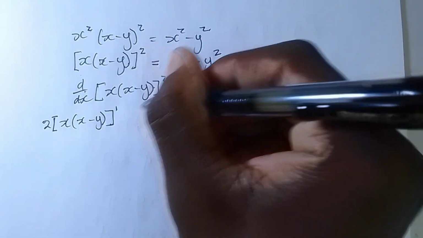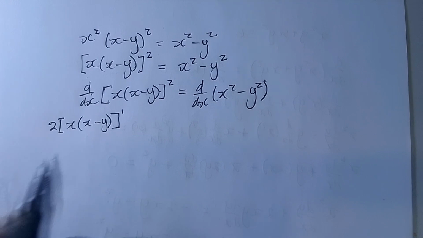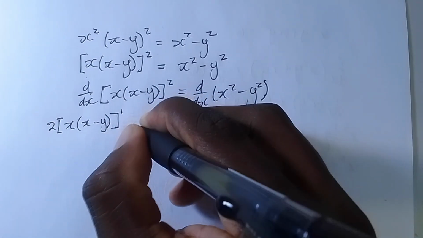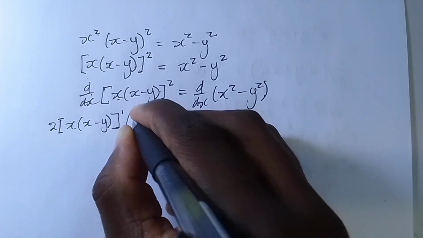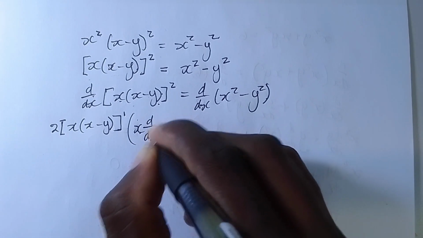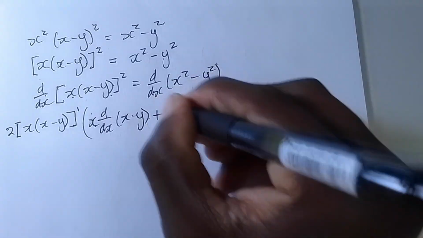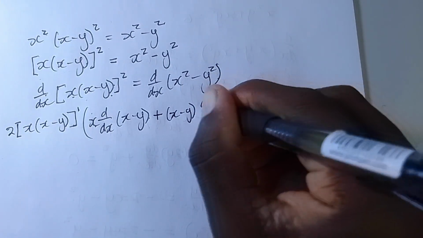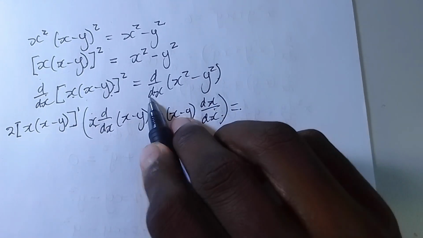You're multiplying x by x minus y, which means if you like, you can distribute and do it that way, but we're gonna do it the hard way, which is the product rule. For the product rule, you say x multiplied by the derivative of this, d/dx of x minus y, plus x minus y multiplied by the derivative of x, dx/dx, and we equate that to the derivative of this side.